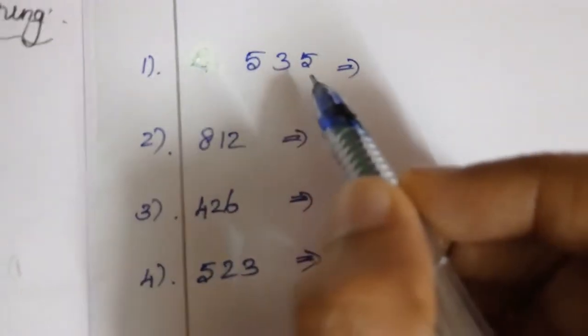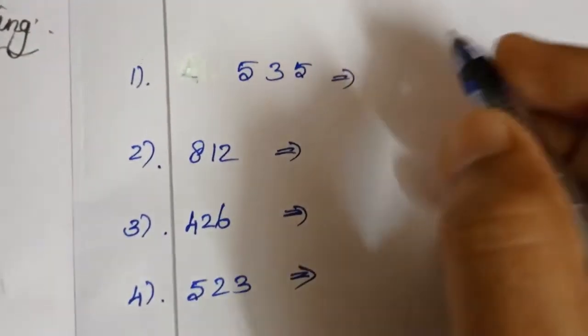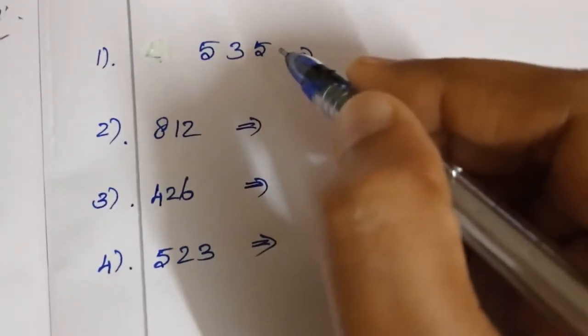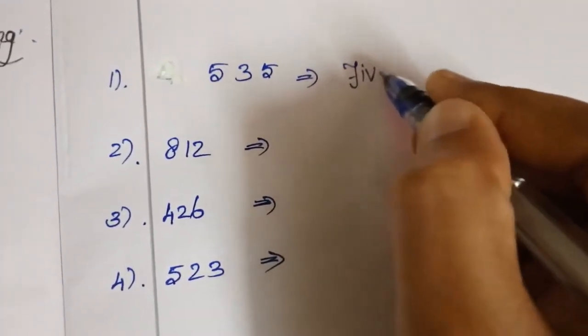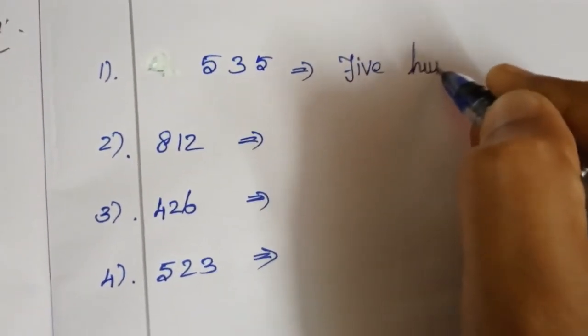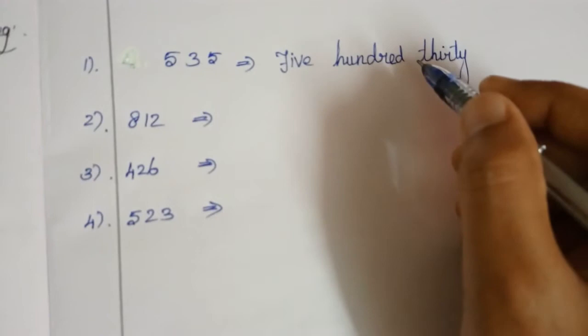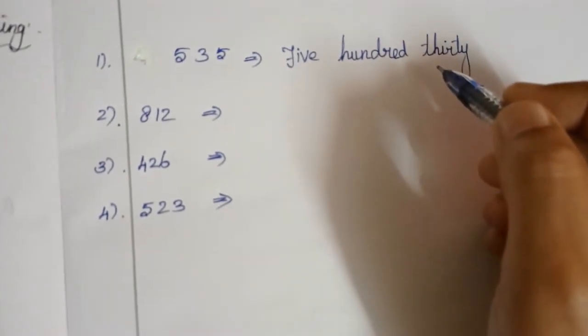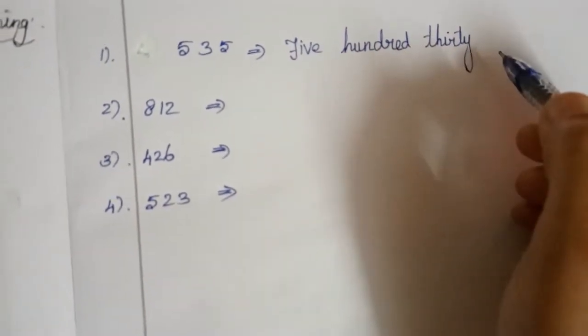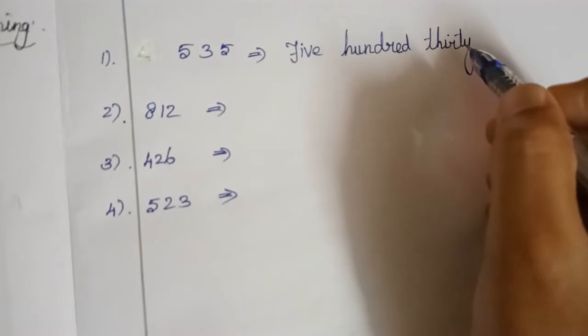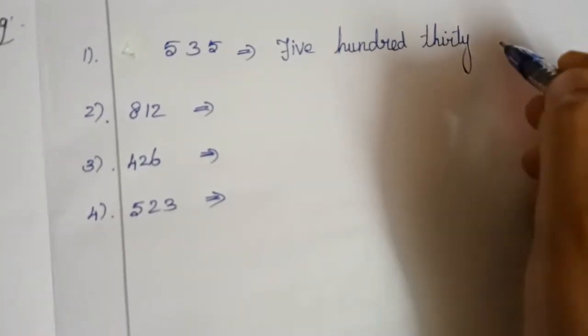Okay children, first write the number name of 535. Children, don't write any "and" here. While you are speaking only, you use "and", but while you are writing, you don't need to write "and". So 535.